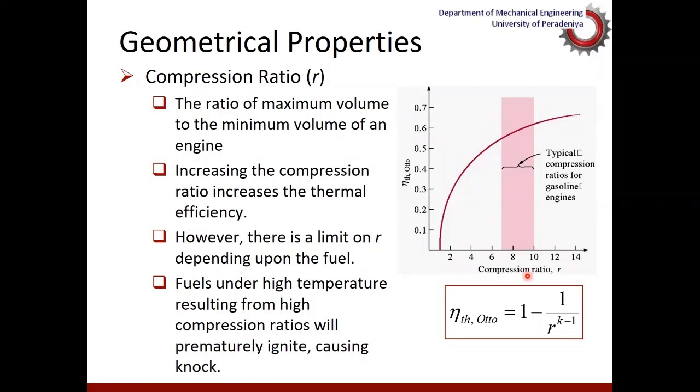Now, what is compression ratio? The compression ratio is basically the ratio between the maximum volume and the minimum volume. The maximum volume is the displaced volume plus the clearance volume. Minimum volume is the clearance volume when the piston is at the top dead center or topmost position in a vertical inline engine, for example.